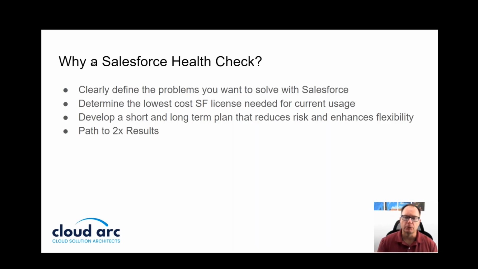Well, number one, during the health check process, we want to clearly define the problems that you want to solve with Salesforce, both those long-term problems as well as those short-term problems. And if you have Salesforce today, what were the original problems that you set up to solve, and have you solved them? Second thing there is determine the lowest cost Salesforce license needed for your current level of usage.